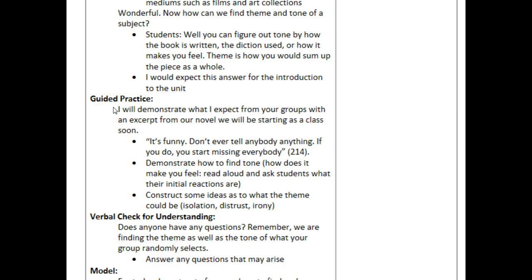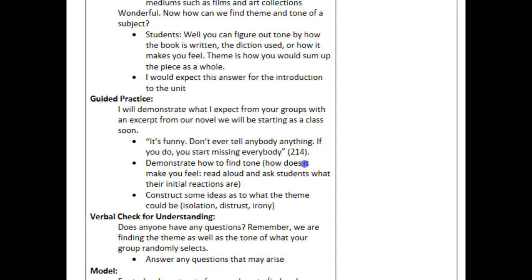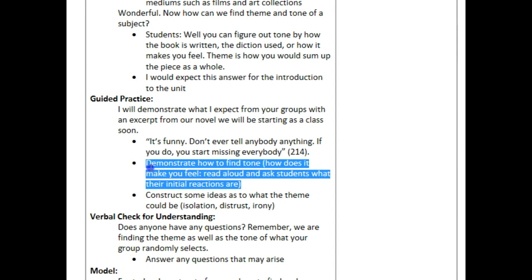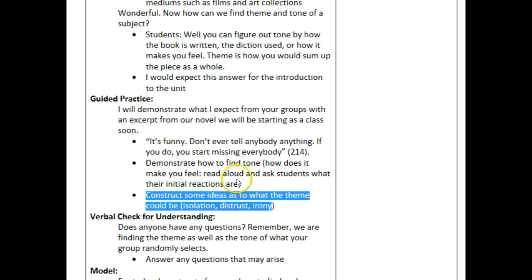I'm going to demonstrate what I expect from your groups with an excerpt from our novel we will be starting as a class. You read the sentence for them, and then you demonstrate how to find tone. How does it make you feel? Read aloud and ask students what their reactions are. Okay? Construct ideas as to what the theme could be.